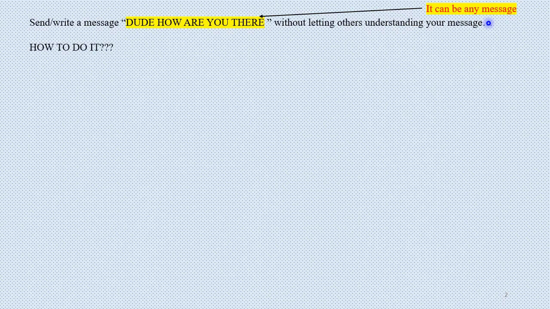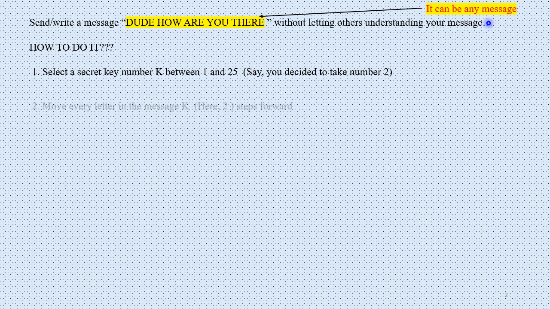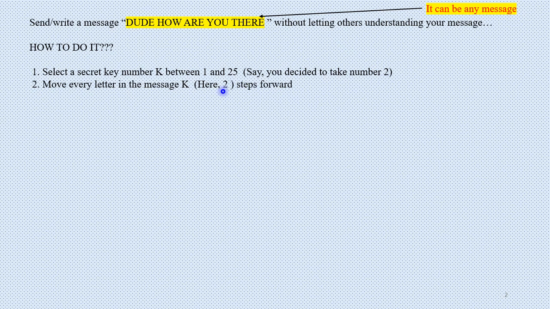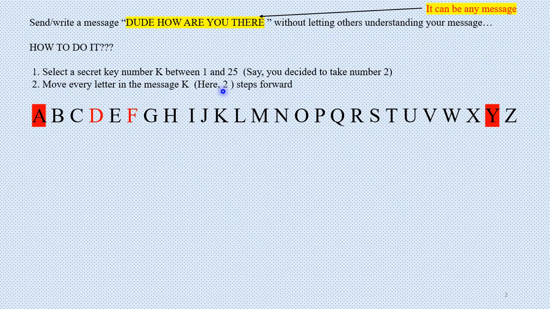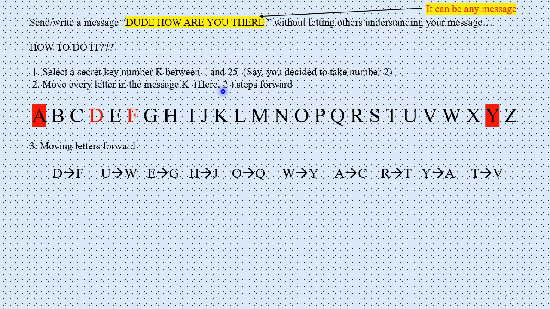So once you have set your message, next you have to take a number between 1 and 25. I'm going to consider it as 2. If it is 2, then you have to move every letter in your message 2 steps forward. I'm moving 2 steps forward because 2 is my key or my secret number. For example, if it is D, you have to move D 2 times forward, so it is going to be 1, 2. That means instead of D, you have to write F.